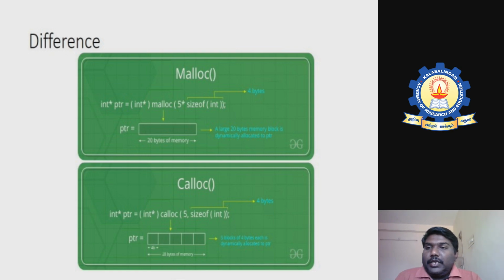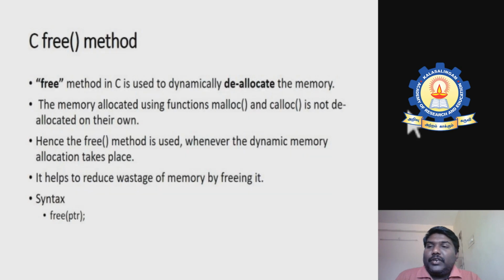So that's the difference between malloc and calloc. Now coming to the next function, free. Whenever we are using malloc and calloc, it will not deallocate or free the memory automatically. So whenever we are writing a program in C and using malloc and calloc, we must provide the free statement, otherwise the memory will not be released. It will be there with the program. In order to free the memory, the syntax is free of the pointer. It will free the memory that was allocated previously. So that's the use of the free method.